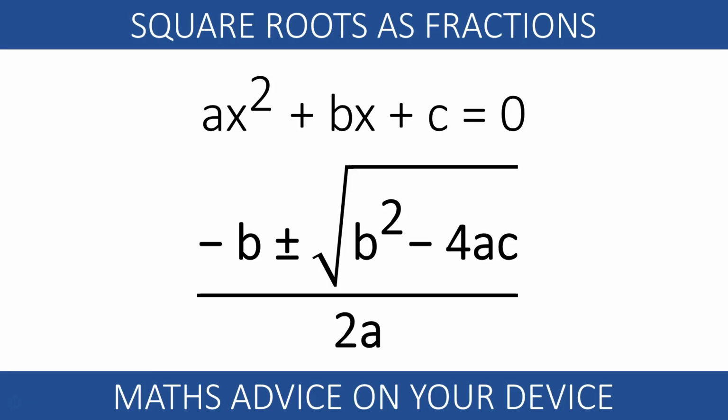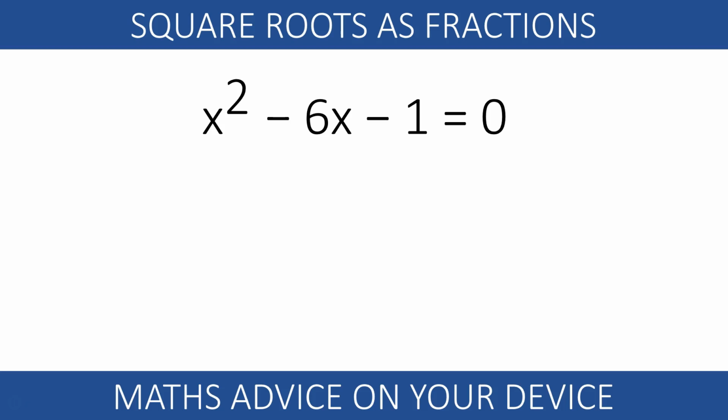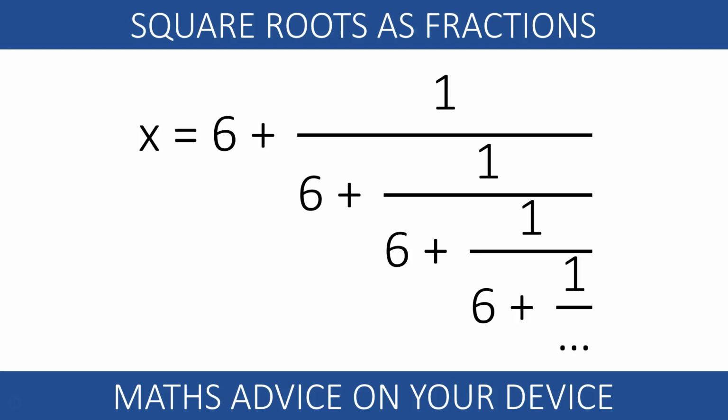There is a very interesting application of the quadratic formula: estimating the square root of a number by dividing two other numbers. The solutions of the quadratic equation x squared minus 6x minus 1 equals 0 can be approximated, because the quadratic equation is equivalent to x equals 6 plus 1 over x. This has solutions given by the infinite continued fraction.